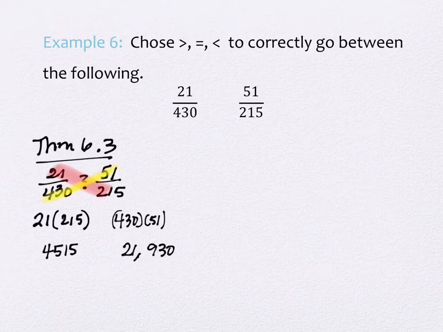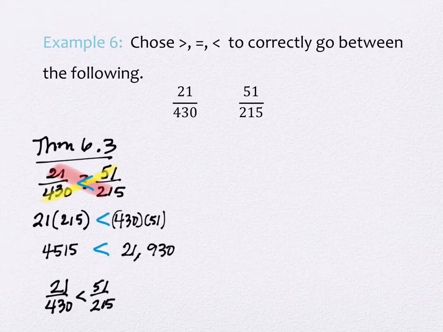So if you think about moving up the equality statements here, this one's bigger, which means this one's bigger, which means the original one was as well. The same sign goes straight up. So what we know is that 21 over 430 is less than 51 over 215. And that's one approach to verifying that.